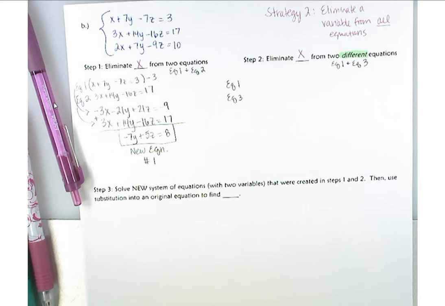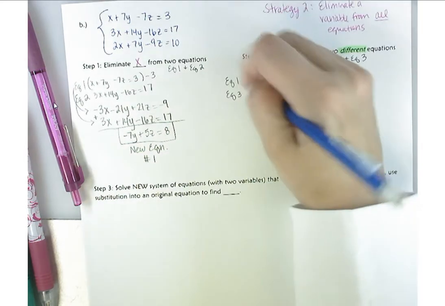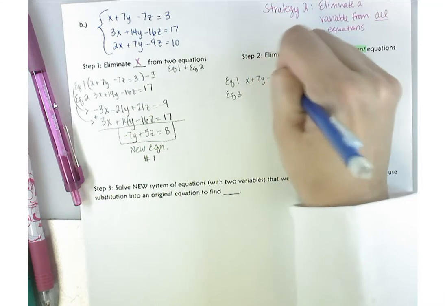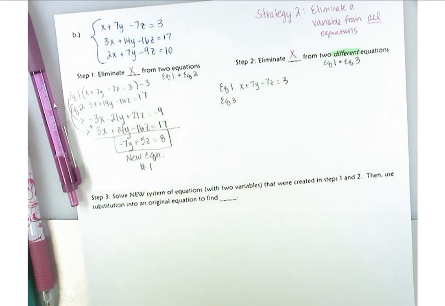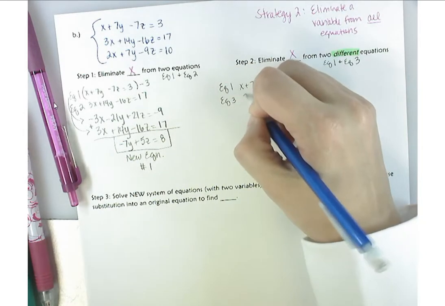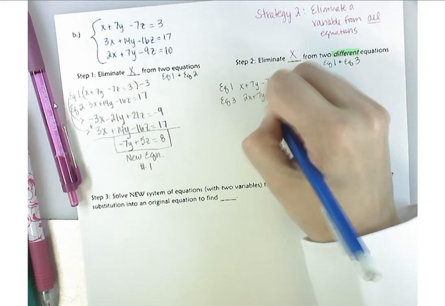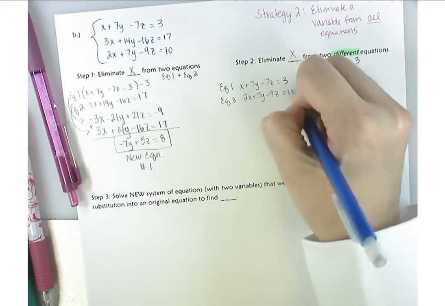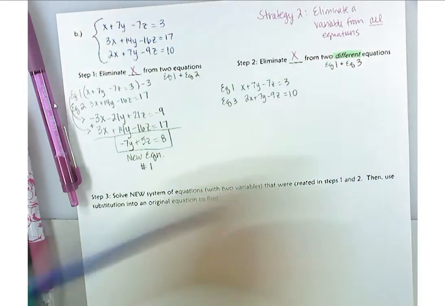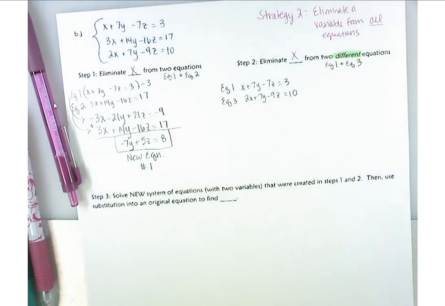And again, I'll just let you know that if you wanted to do equation 2 and equation 3, that would be perfectly fine. Okay, so remember I'm eliminating x. So I want you to multiply by what you need to multiply by and then add those together.